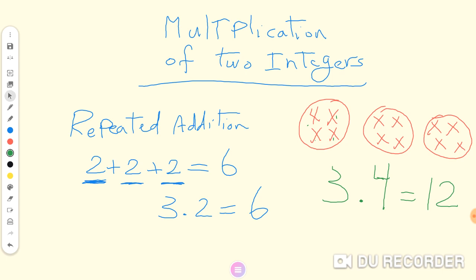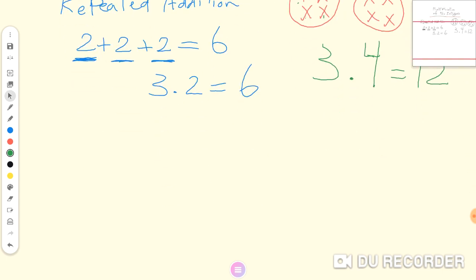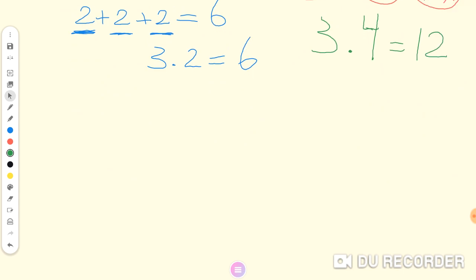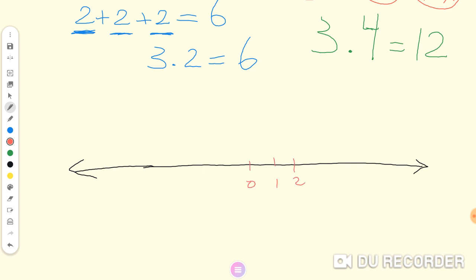Okay? What if I want to represent this meaning on the number line? How can I do that? If I have a number line like this, in the middle we have 0, 1, 2, 3, 4, 5, 6, 7, and so on. Next, in the opposite direction, we have -1, -2, -3, -4, -5, and so on.